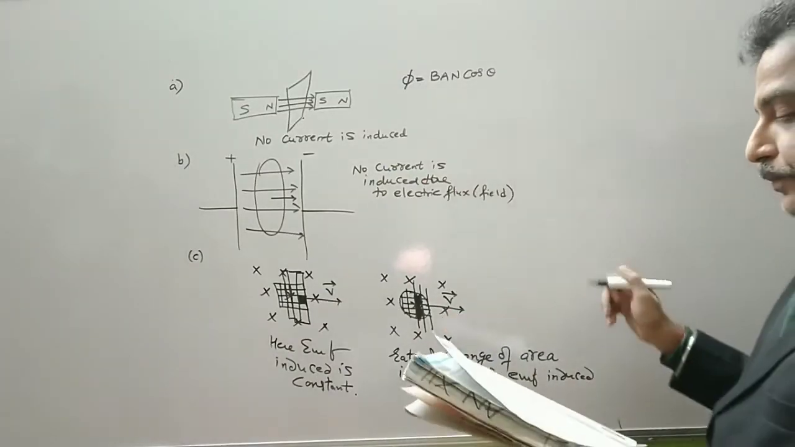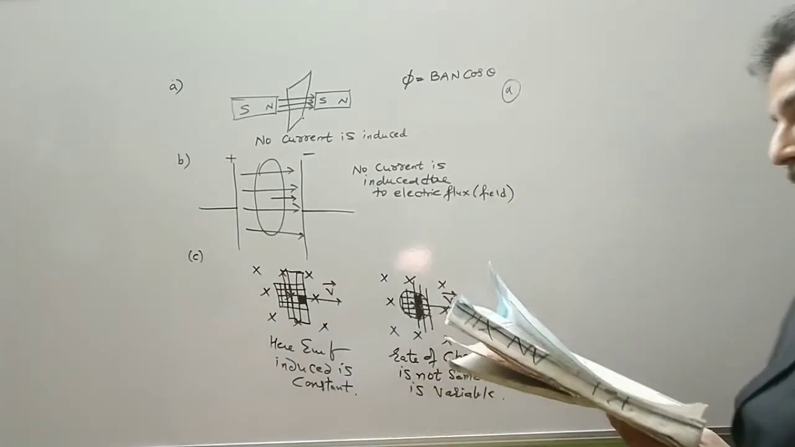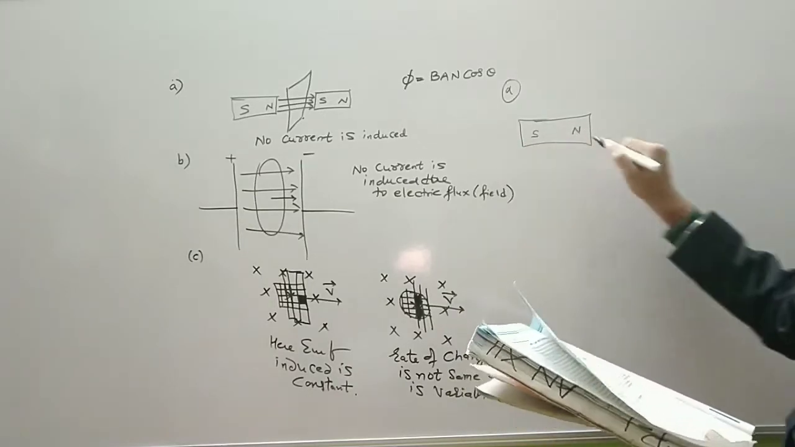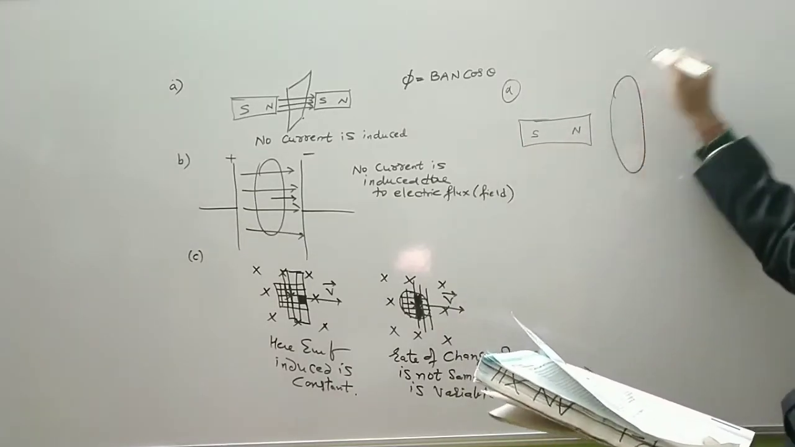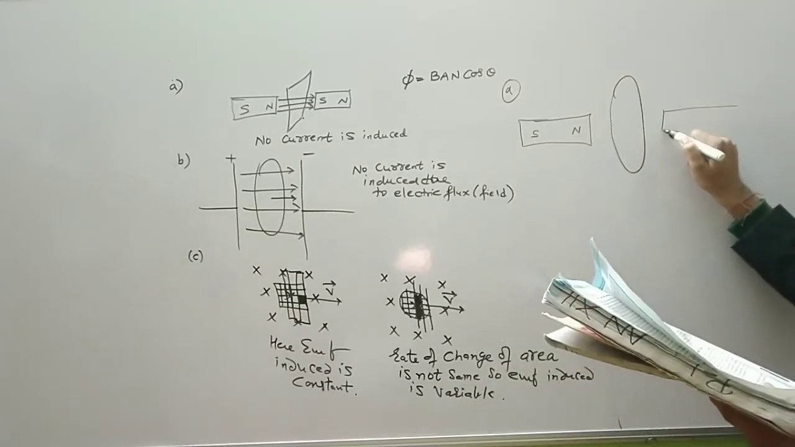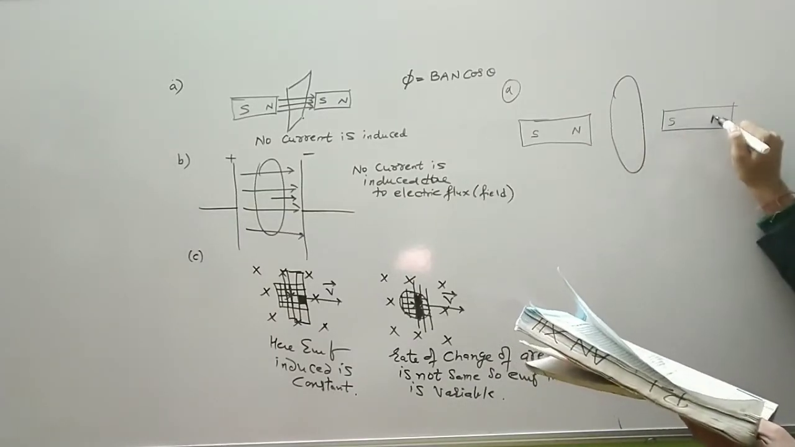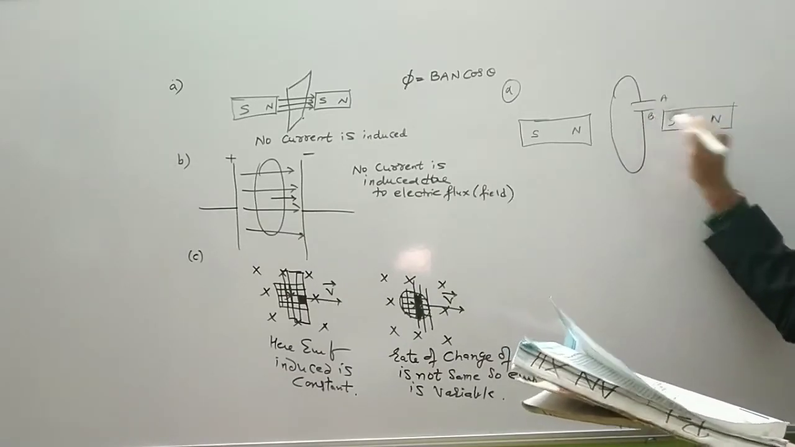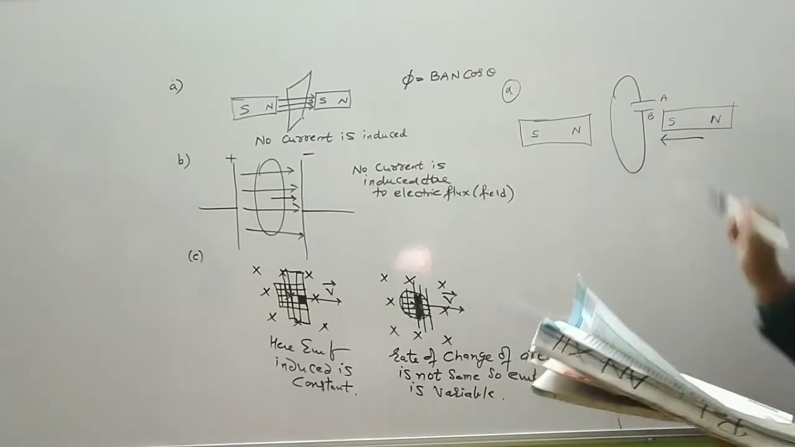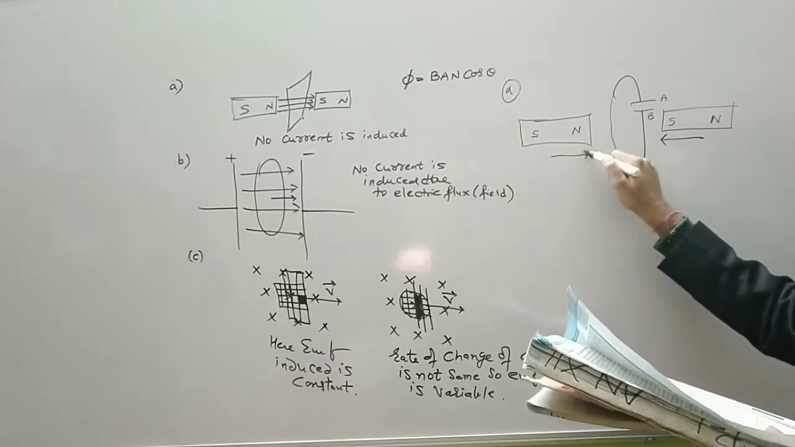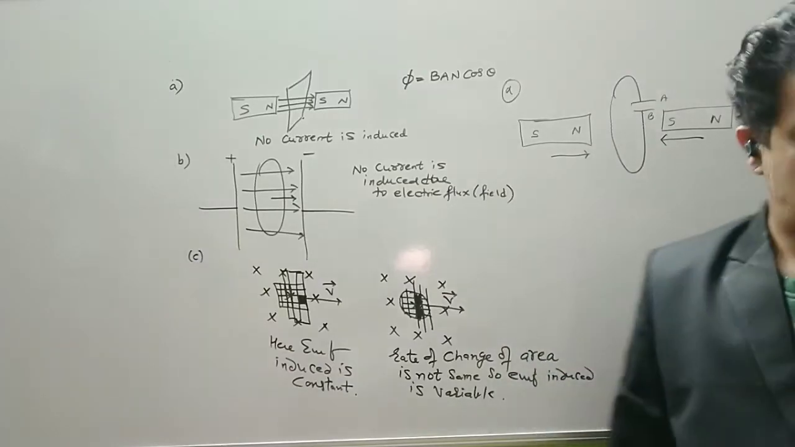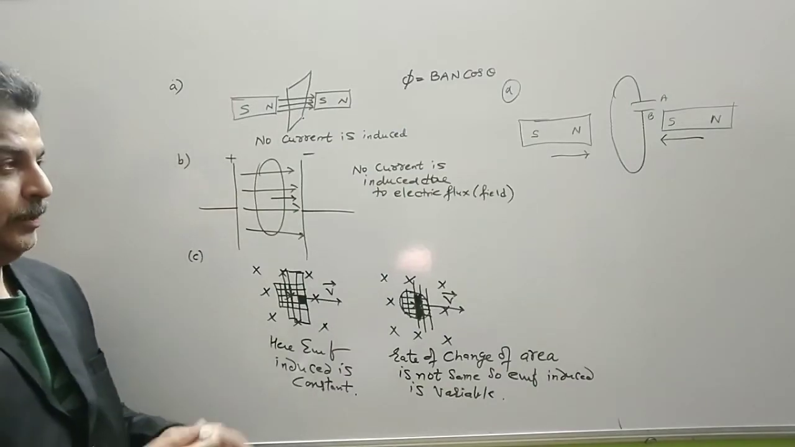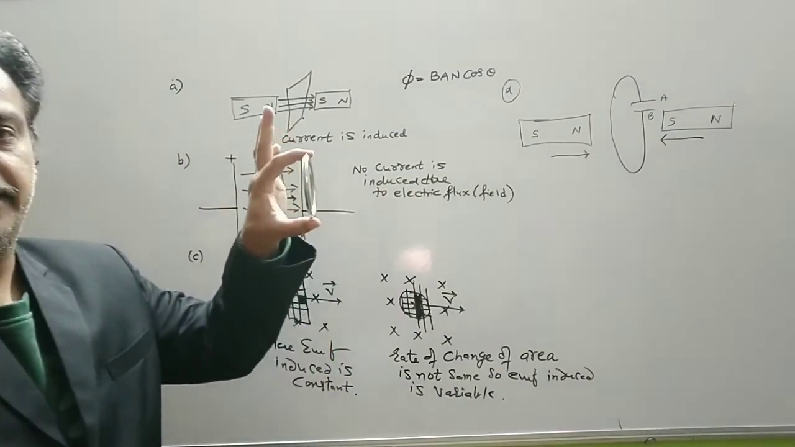Fourth question, that is D. Suppose this is a loop. This is south, north. We have two plates, A and B. The south is approaching from this side and north is approaching from this side. So this is the situation. From two sides the magnets are approaching. So the coil is held like this.